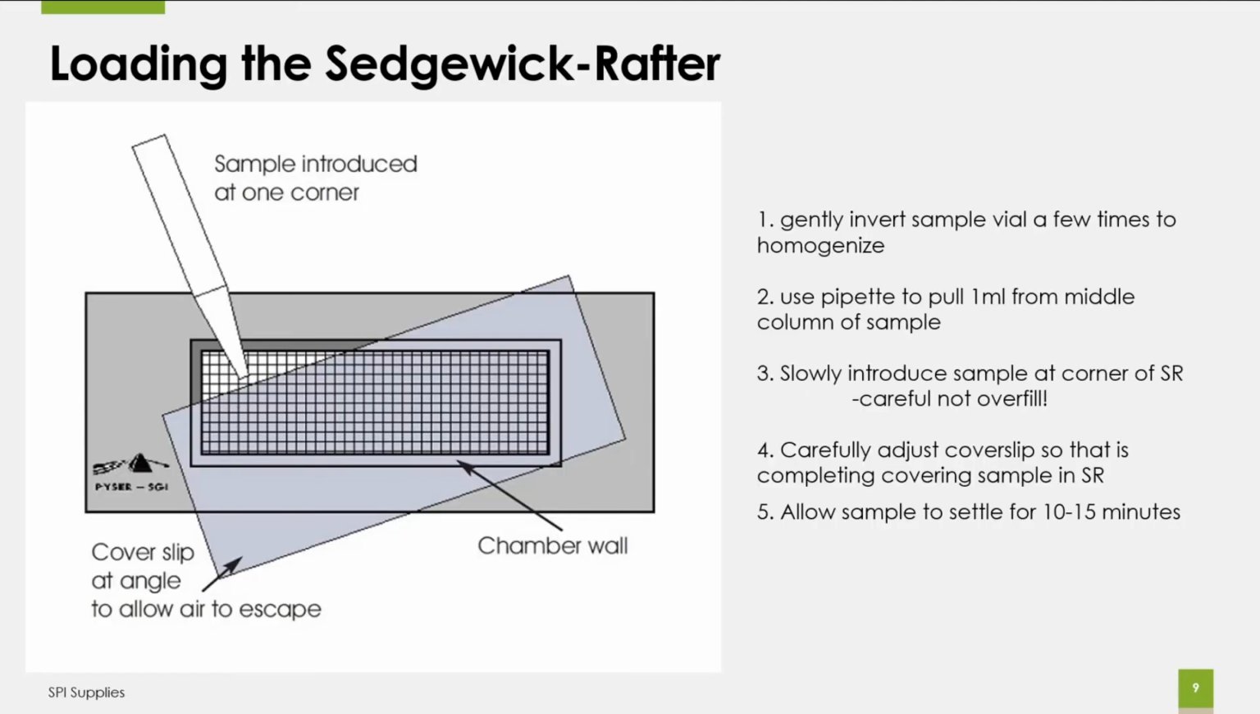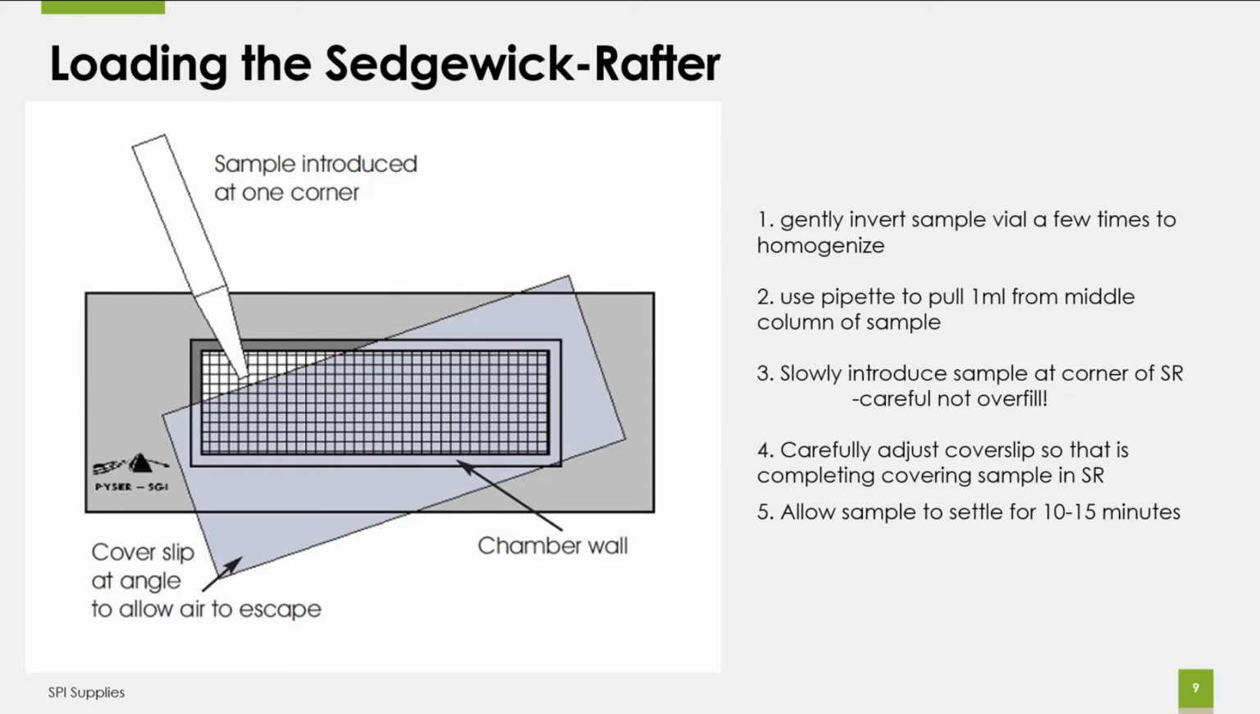To load it, you do exactly as this picture is telling you to do. It's important to invert the sample vial a few times before you actually load the Sedgewick Rafter, because you want to make sure that you're homogenizing the sample. You very gently invert it a few times. You don't want to shake it at all. I'll have a nice little demonstration here. Invert it a few times.